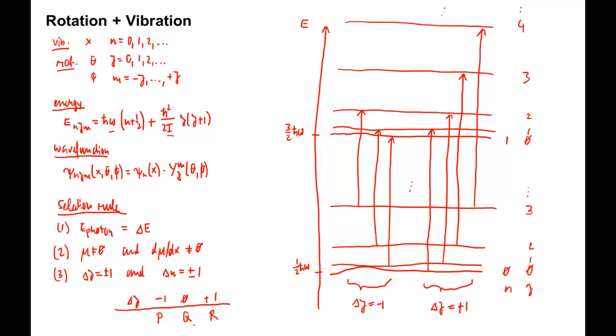In summary, we have combined rotation and vibration for a diatomic molecule. The energies simply add. And for transitions, the two selection rules have to be satisfied simultaneously.